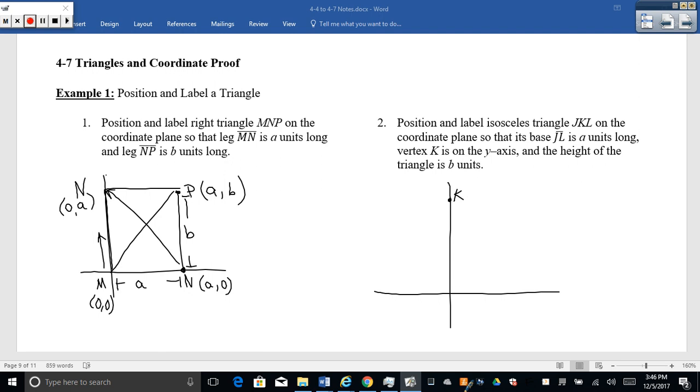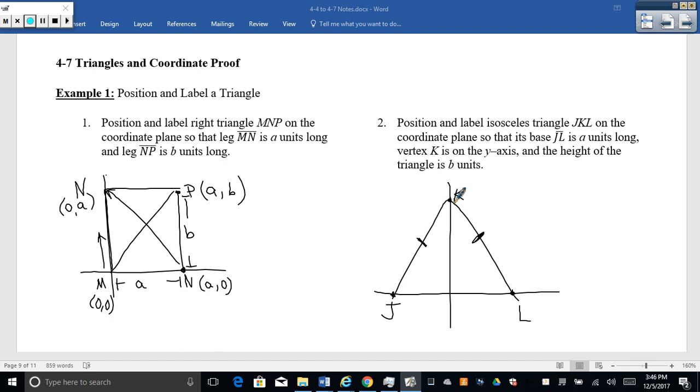JL is A units long. The easiest way to draw this is actually centering the isosceles triangle on the y-axis here. So this is going to be J, and this is going to be L. And what we know is that these lengths are the exact same.